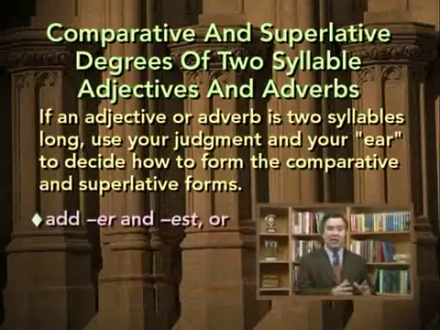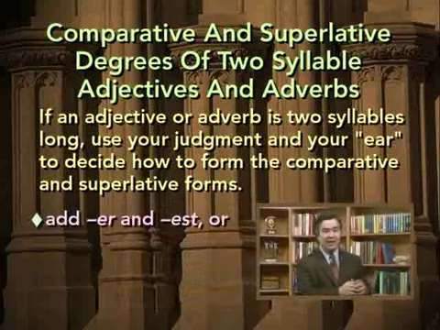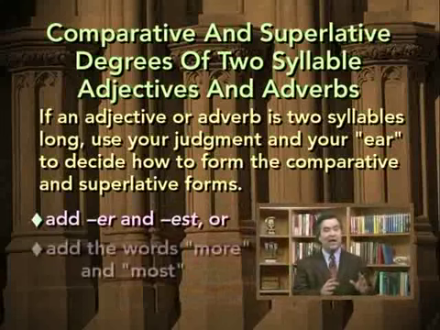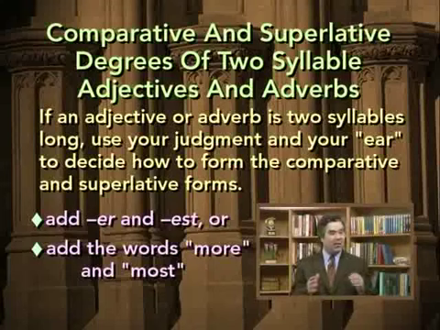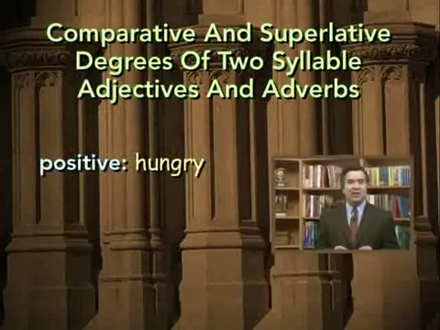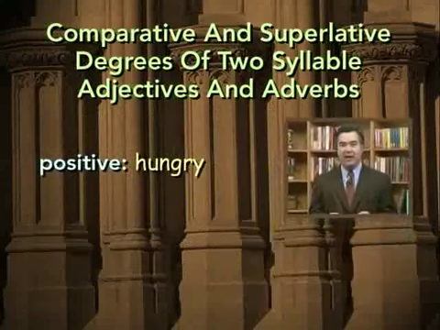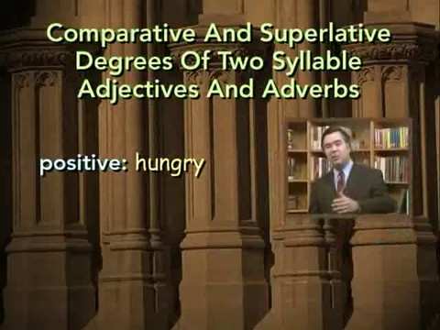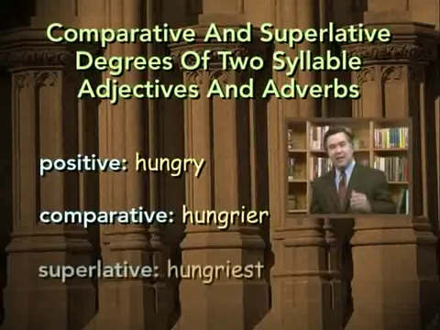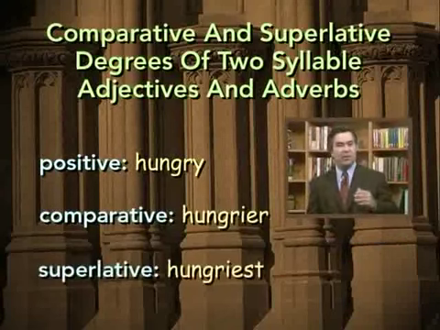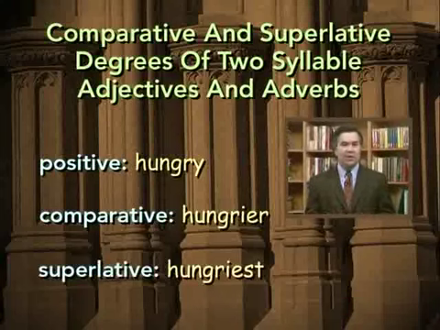You can either add er and est if you want, or you can add the words more and most, depending on which sounds right. And in most cases, it will be fairly obvious which sounds better. Let me give you a couple of examples. Take the adjective hungry, a hungry man. How would you form the comparative and superlative forms of hungry? Well, you could add er to hungry and est to hungry to form the comparative and superlative degrees, and the word would sound just fine.